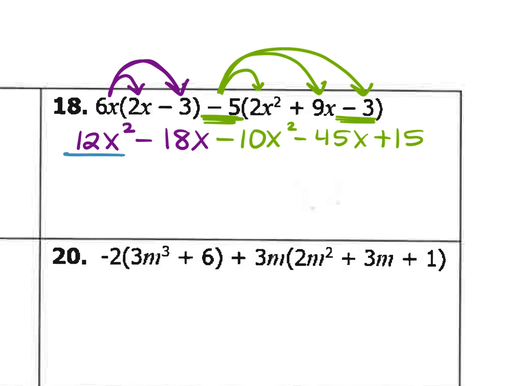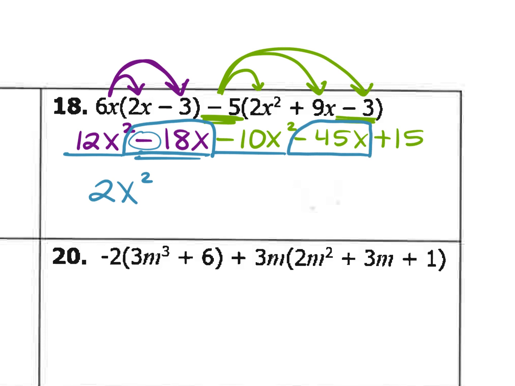So you have 12x squared minus 10x squared. That's 2x squared. Then you have negative 18x. Make sure that negative stays with the 18. Okay, you have to keep the negative out in front with it. It's whatever comes in front of the number, not what comes behind the number. So this is negative 18x minus 45x. So negative 18 minus 45 is a negative 63x. What comes at the end of it all? Plus 15.